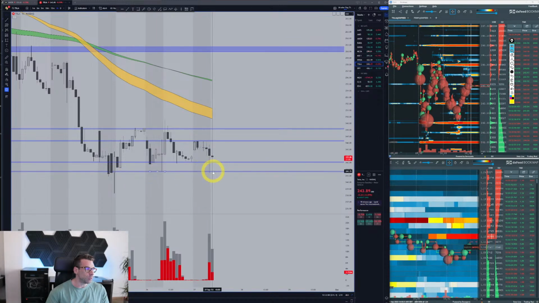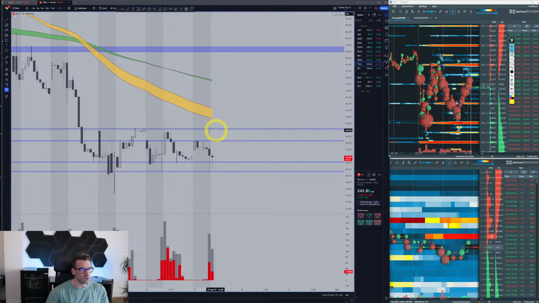Support 241, 242. If we don't get to this level, I'm not touching Tesla right now. Resistance 246. If we don't get this level, I'm not touching it. 248 and 20. If we don't get, of course, this resistance, I'm not touching it. So we are stuck in a range. I don't want to trade this over here.